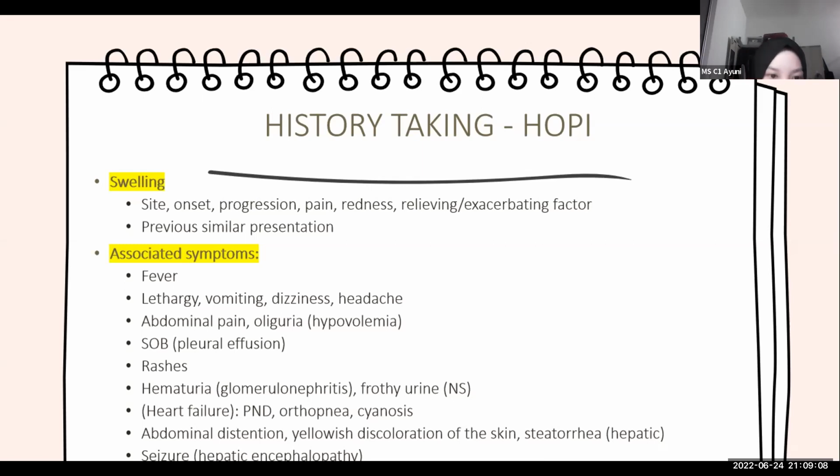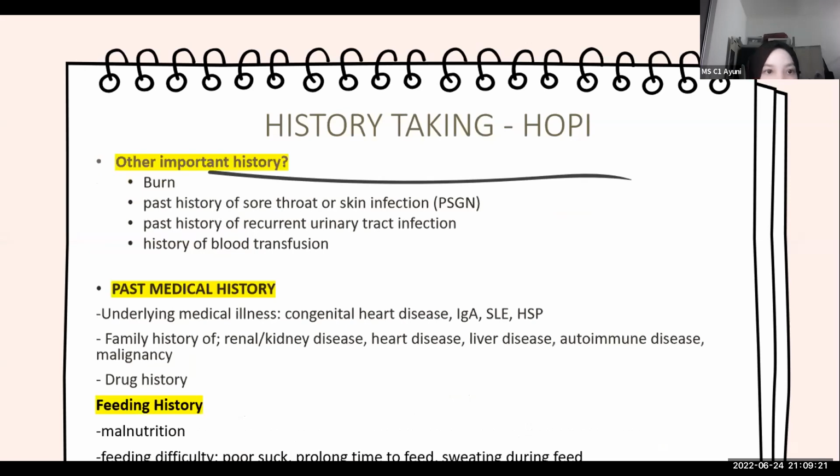So we have to ask about abdominal distension, yellowish discoloration of the skin, or steatorrhea, which may point towards a hepatic diagnosis, or if there is any history of seizure, which may happen in hepatic encephalopathy. Next, other important history. Is there any history of burn before? Any past history of sore throat or skin infection, which may cause post-streptococcal glomerulonephritis?